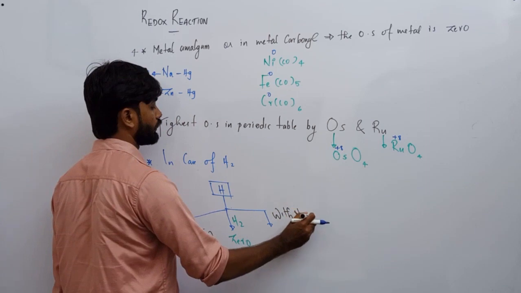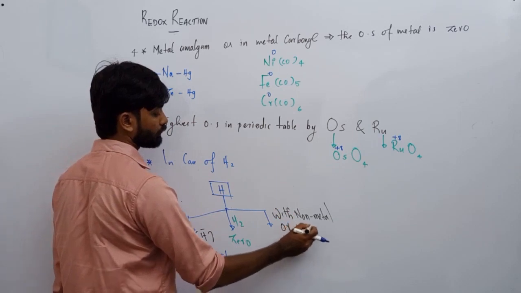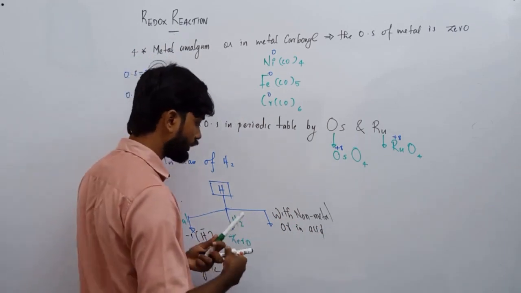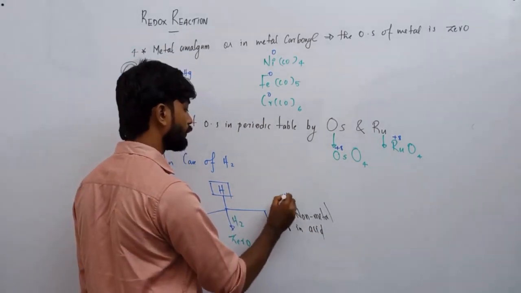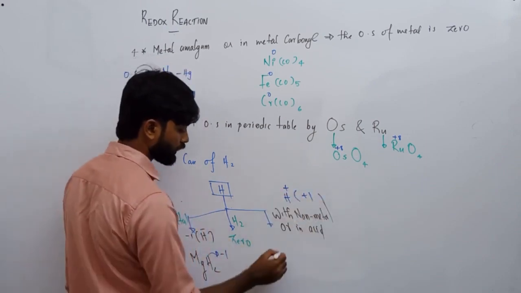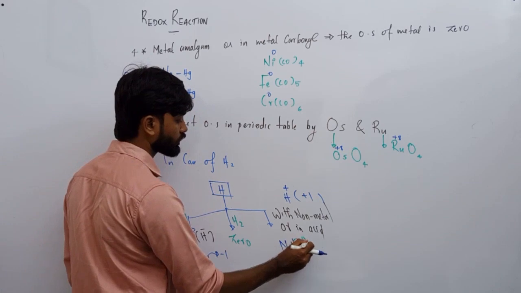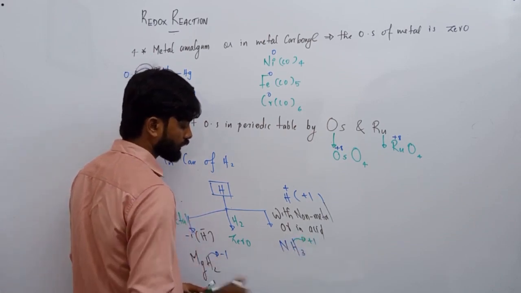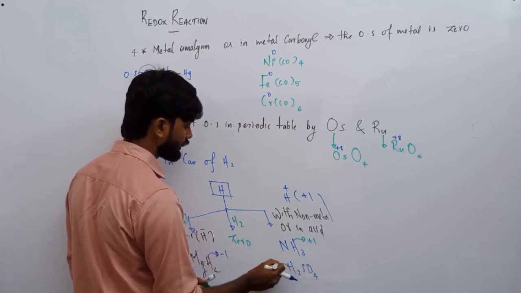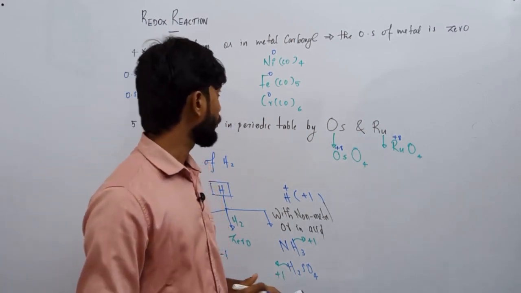If hydrogen is with a non-metal, or in an acid, then it will be in the H plus form. That means it will be in the +1 oxidation state. For example, in ammonia, hydrogen is combined with a non-metal, so the oxidation state of hydrogen will be +1. Another example, in sulfuric acid, hydrogen is in the acid form, so hydrogen exists as H plus.